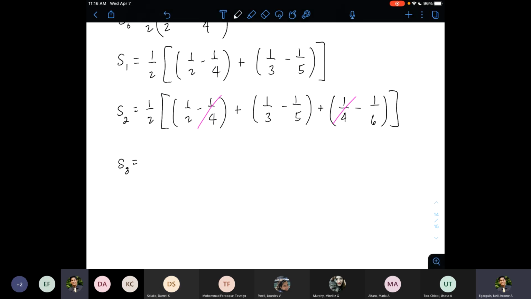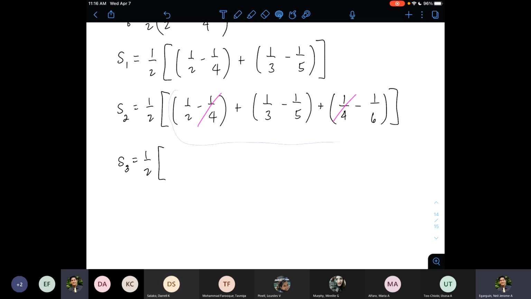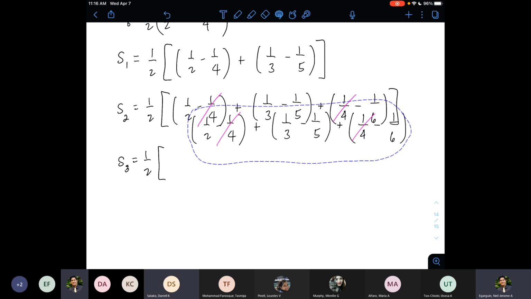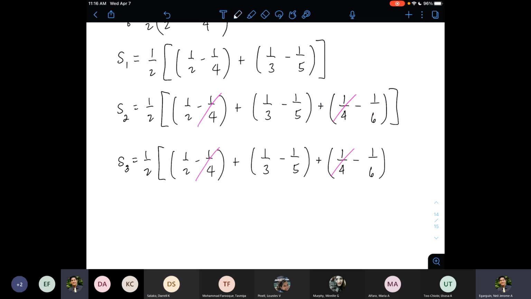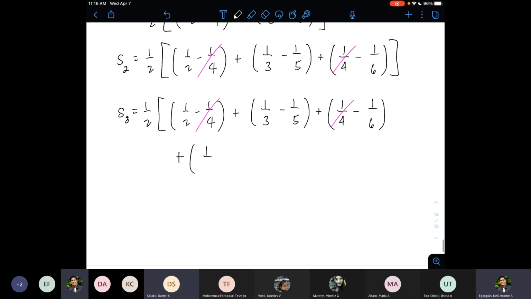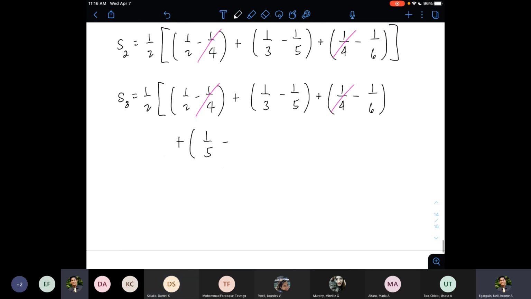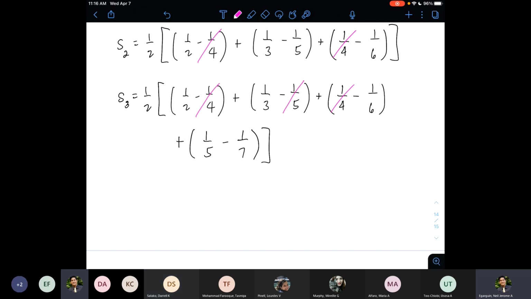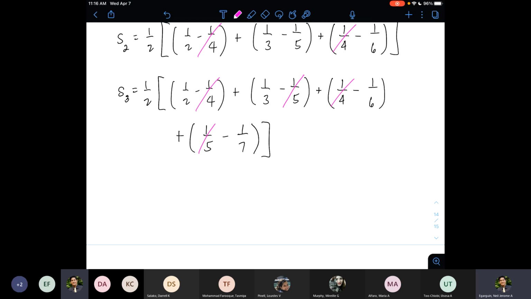Let's look at S3. S3 is 1/2 times whatever we got so far, because we're doing the partial sums, right? So copy this over. Plus, what do we get when we plug in k equals 3? When k is 3, we get 1/5 minus 1/7. And then those 1/5 will cancel out too. Exactly. So we'll get minus 1/5 there, and we get 1/5 here. And okay, do we see a pattern here?